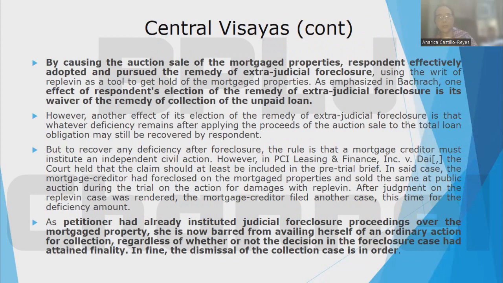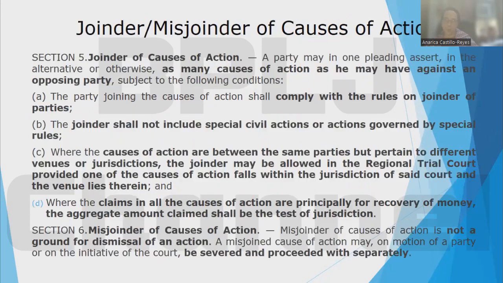By causing the auction sale of the mortgage properties, respondent effectively adopted the remedy of extrajudicial foreclosure. One effect of the respondent's election is its waiver of the remedy of the collection of the unpaid loan. As petitioner already filed judicial foreclosure proceedings, she is now barred from availing herself of an ordinary action for collection, regardless of whether or not the decision in the foreclosure case had attained finality. The dismissal of the collection case is in order.